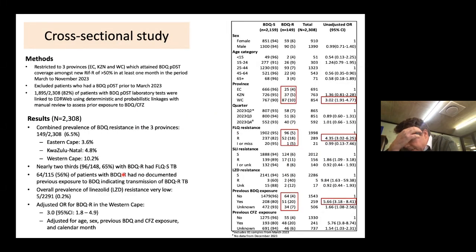So to deal with the biases of repeat testing and the problems with test level data, we conducted a cross-sectional study, and we restricted this to 3 provinces: the Eastern Cape, KwaZulu-Natal, and Western Cape.